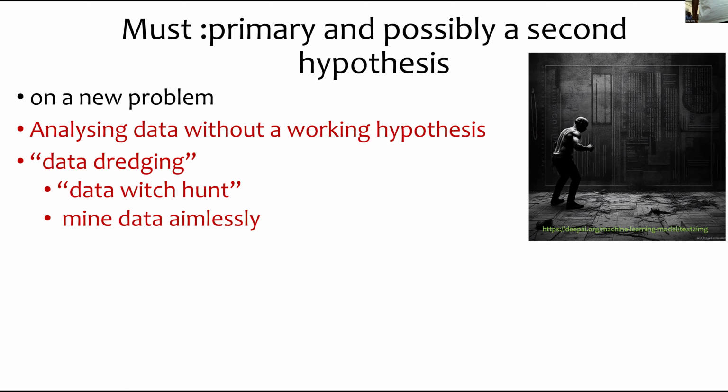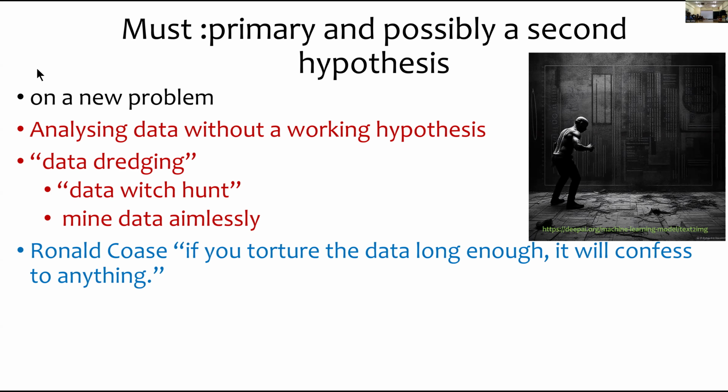But nobody asked the question. You just found some association and published it. What did you do? You changed the p values. So this is also called p hacking, data dredging, data witch hunt, mining the data endlessly. As the gentleman said, if you torture the data long enough, it will confess to anything. I'm sure if you torture the statisticians long enough, they'll also produce a p-value. That's the most important thing.